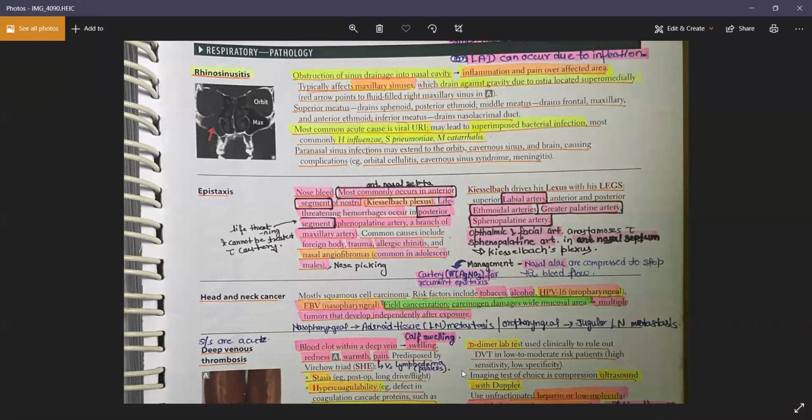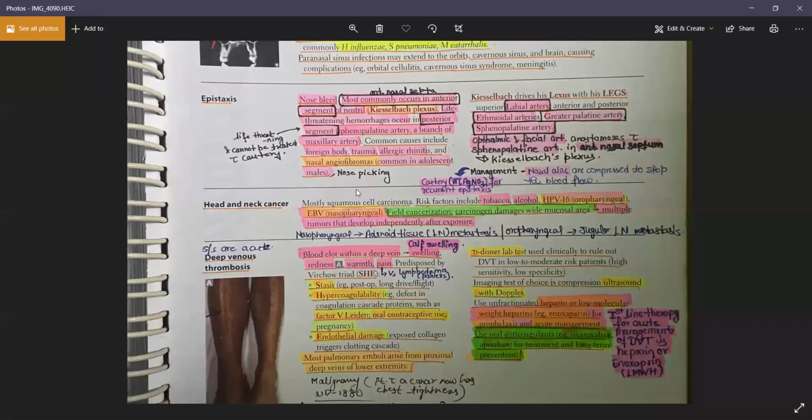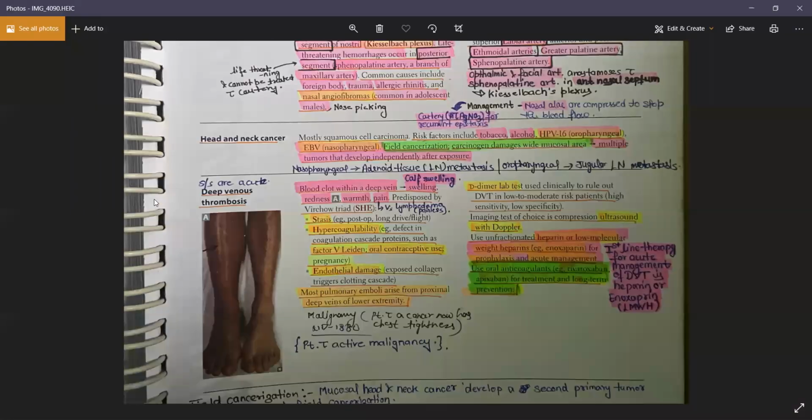Now you have the deep vein thrombosis, and I already mentioned it many times. What symptoms will you have for deep vein thrombosis?